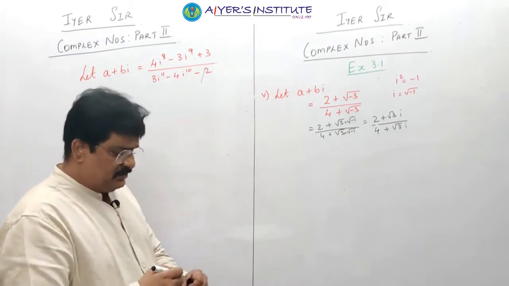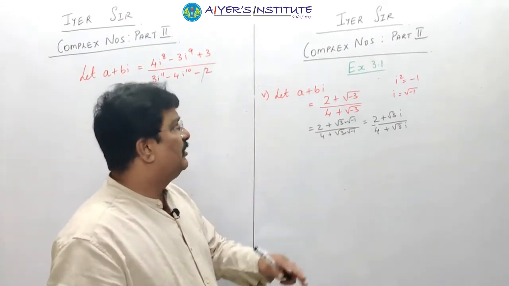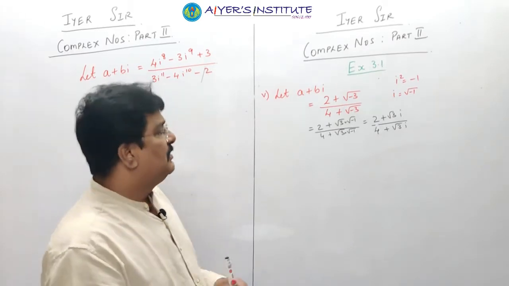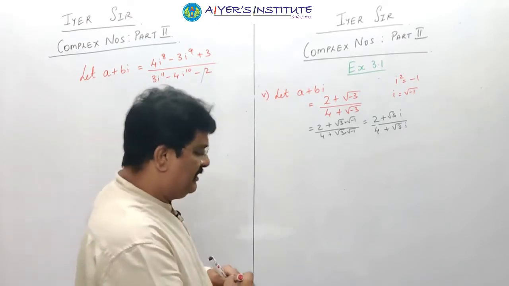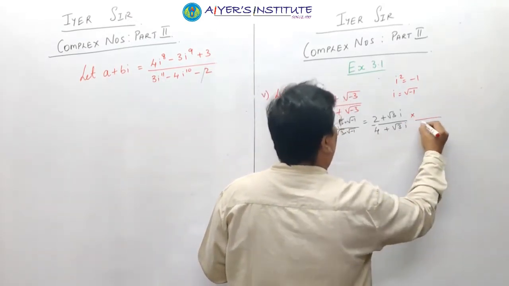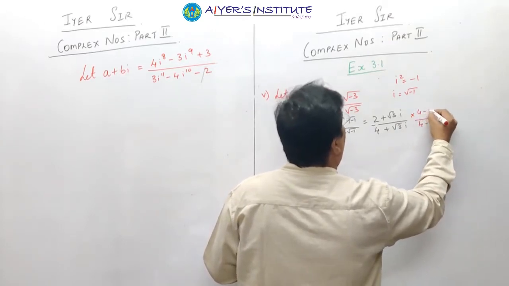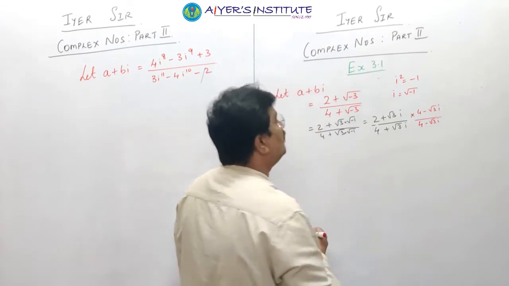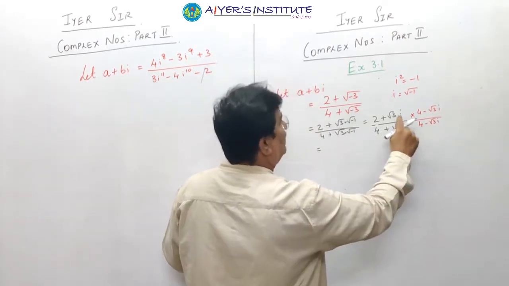Now, as I told you, whenever we are doing complex numbers, we always see that the denominator's conjugate is being multiplied. So, here the conjugate of the denominator will be 4 minus root 3i.